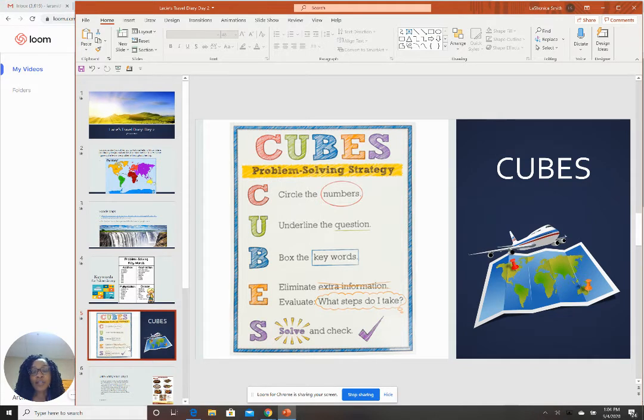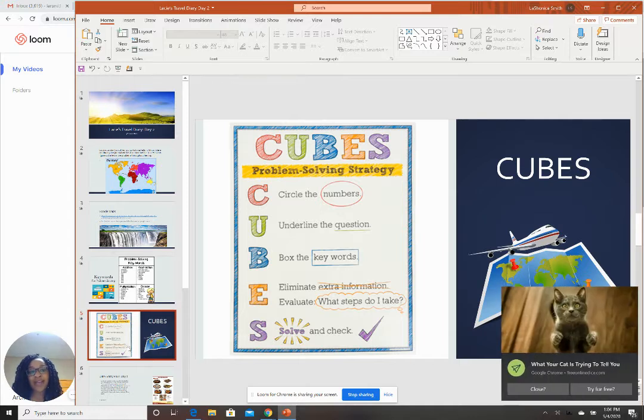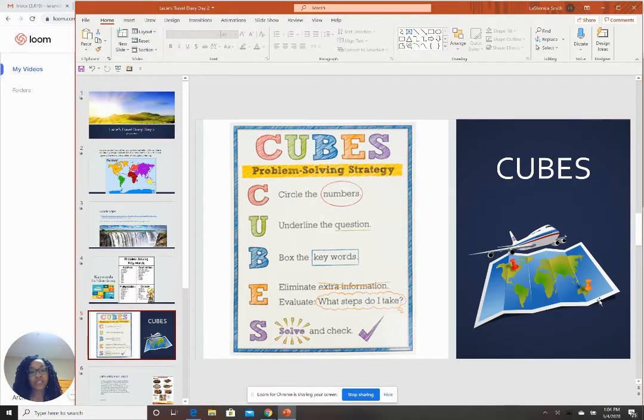All right, this is also from Monday, but I just want to review it again. CUBES is a problem-solving strategy. C is to circle the numbers. U is underline the question. B, box those keywords that were on the slide before. E, eliminate any extra information. And also E is evaluate what steps you take. And then S is to solve.